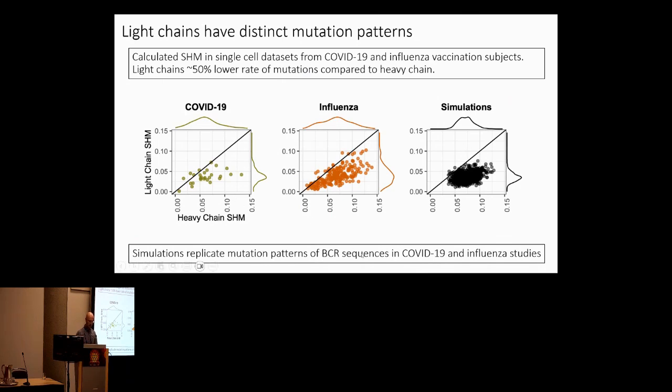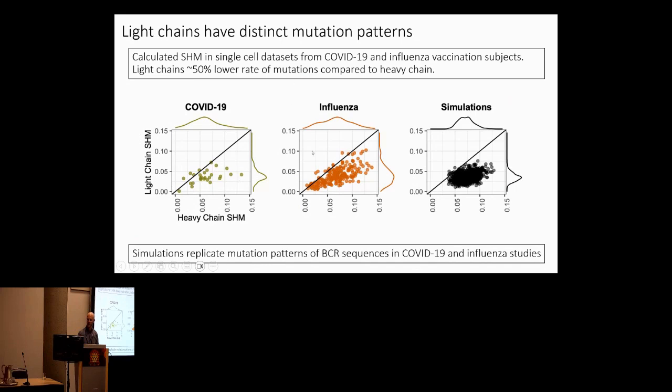So here we have a data set of B cell clones from several COVID-19 individuals. Each of these dots is a clone. The x-axis is the heavy chain somatic hypermutation rate. The y-axis is the light chain somatic hypermutation rate. And we can see that in each clone, the heavy chains are much more mutated than the light chains, which indicates that the light chains evolve more slowly.